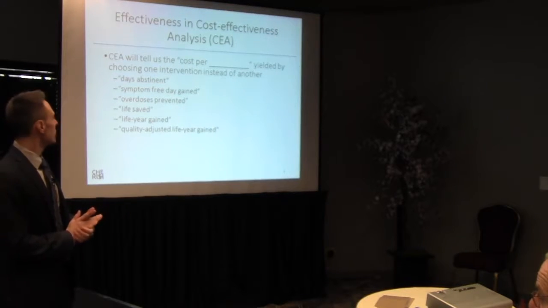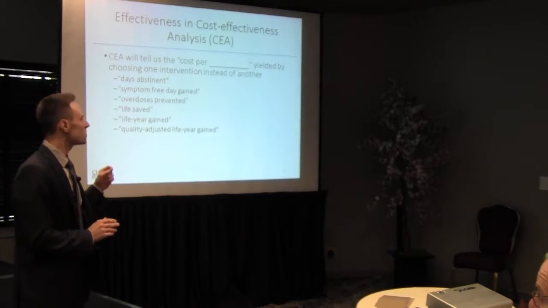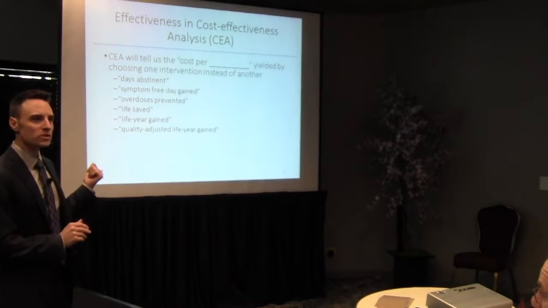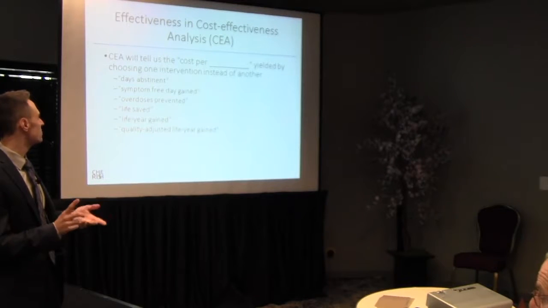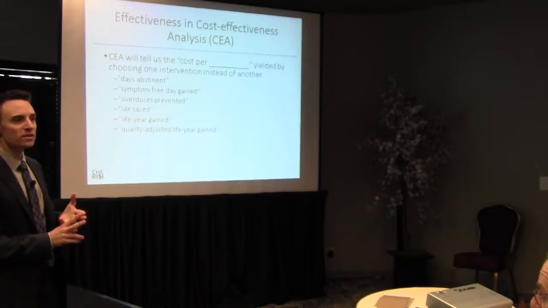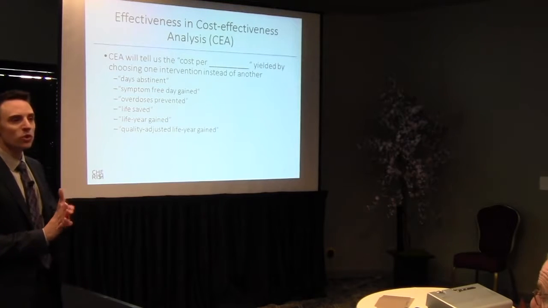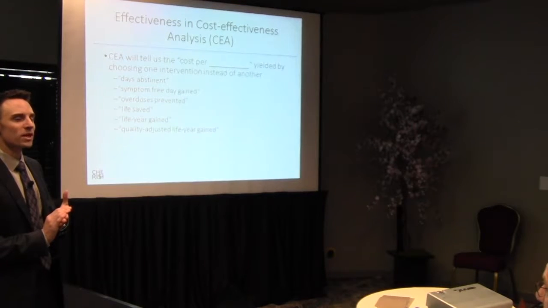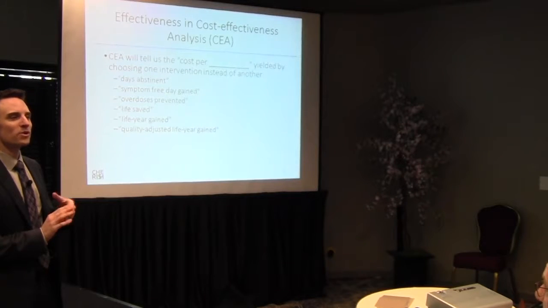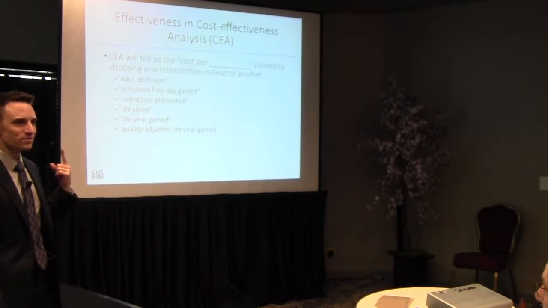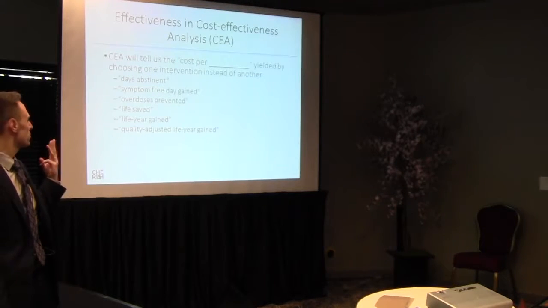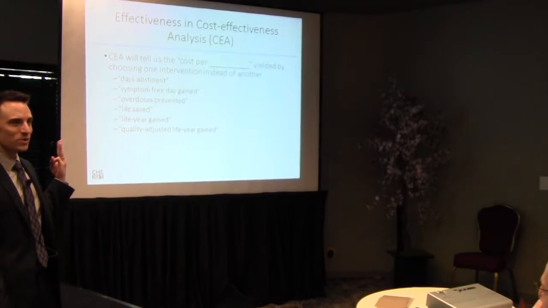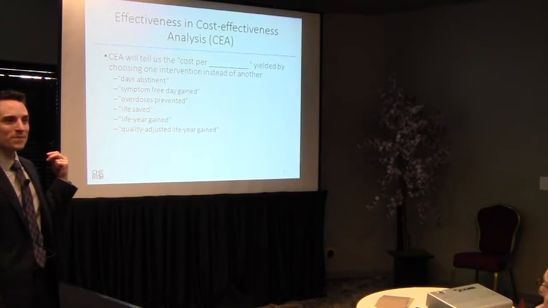So, quick question. If we are doing cost effectiveness analysis, which of these would we be able to do? Which of these are we talking about? We're talking about cost per days abstinent, symptom-free day gained, overdose prevented, life saved, life year gained, or quality adjusted life years gained. Anybody have an idea? How about number one? Show your hands. 2? 3? 4? Last one. How about, let's jump to the one most people know. How about quality adjusted life years gained?